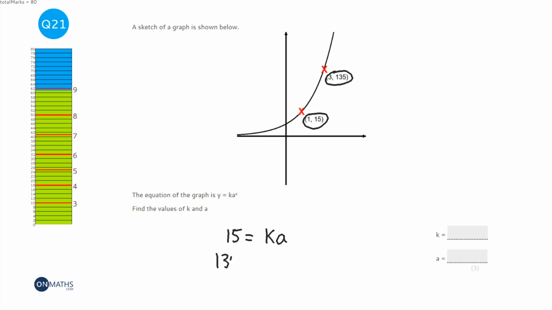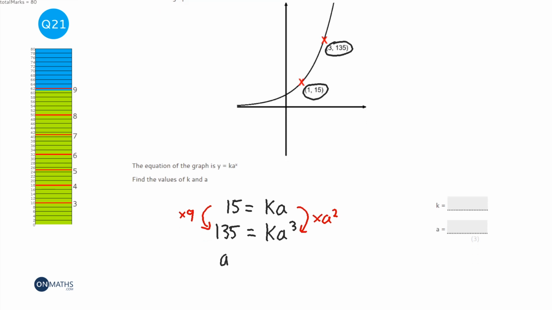So it's 135 equals ka to the power of 3. Now I'm going to think about what I do to the right hand side here to get from ka to ka cubed. Well, I'm going to times it by a squared. So I think, well, what do I do to this side? So I get my calculator and I do 135 divided by 15, which is 9. So I'm going to times it by 9. Therefore, a squared must be equal to 9, because we're timesing the left hand side by 9 and we're timesing the right hand side by a squared.